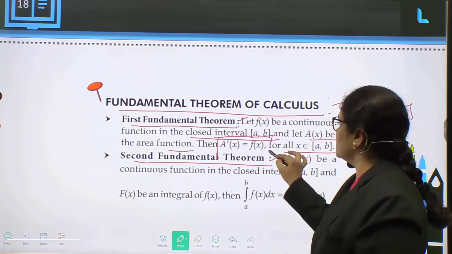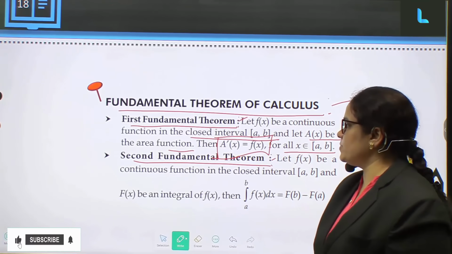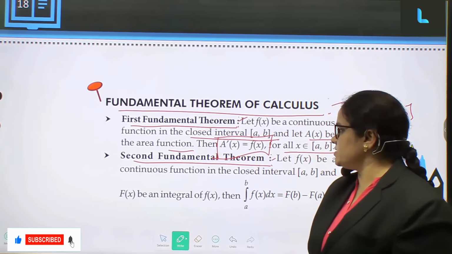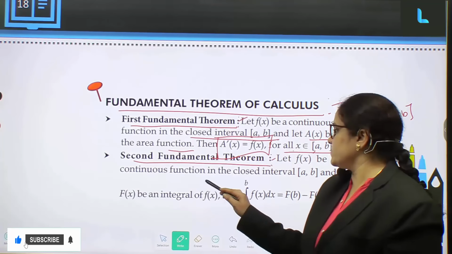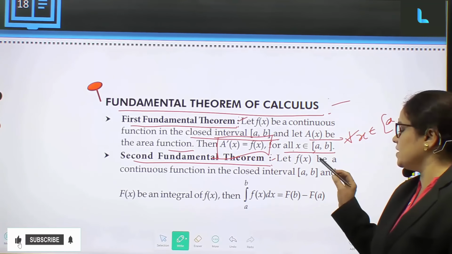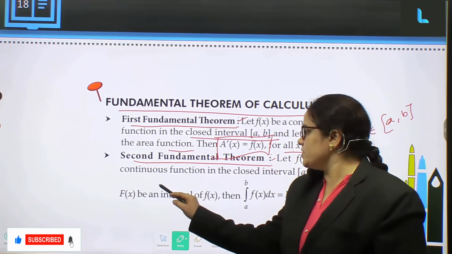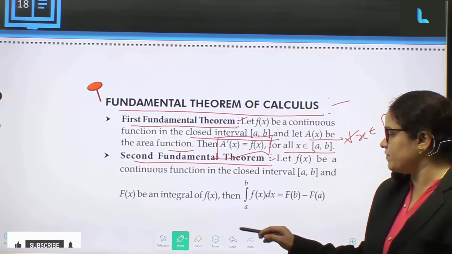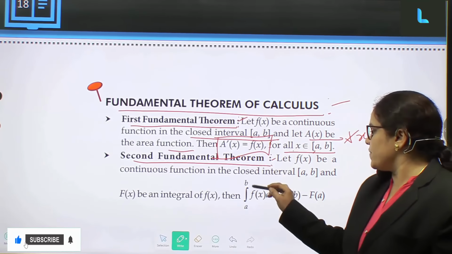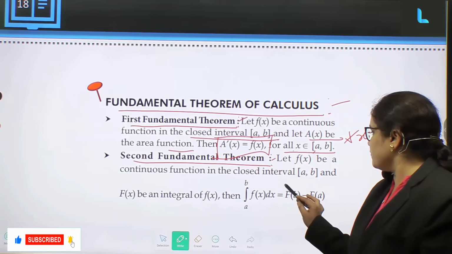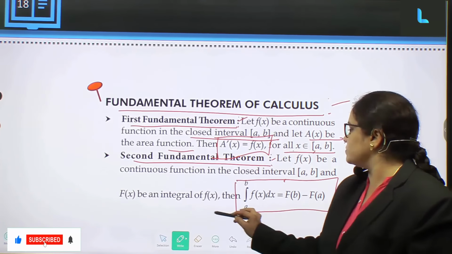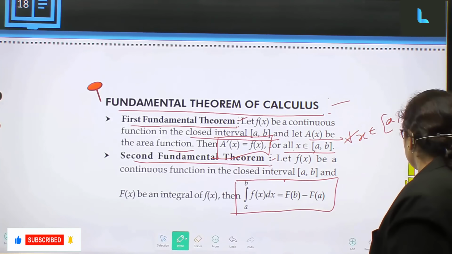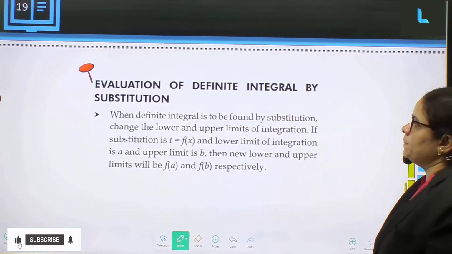So, this is the first fundamental theorem statement. Next, second fundamental theorem statement. Let f of x be a continuous function in the closed interval [a, b], and let F of x be an integral of small f of x, then the integral value is equal to F of b minus F of a. This is the second fundamental theorem statement.